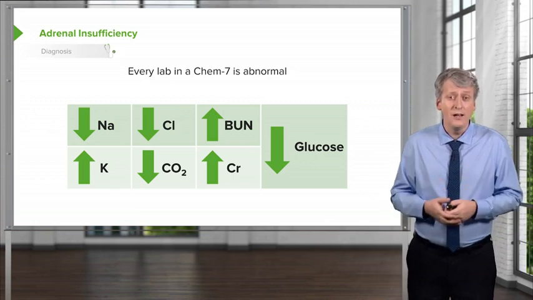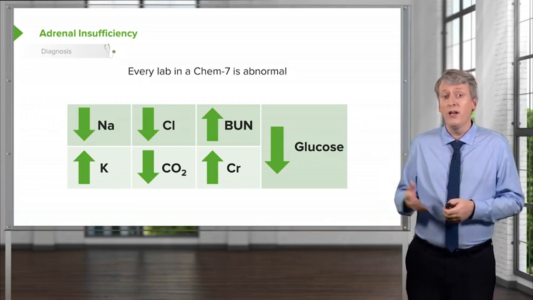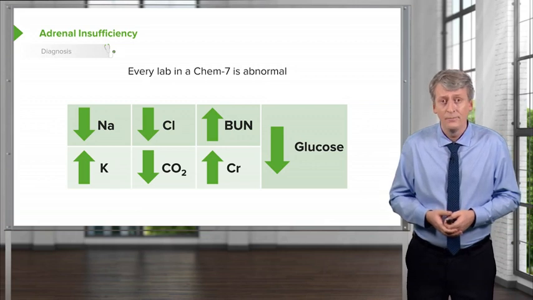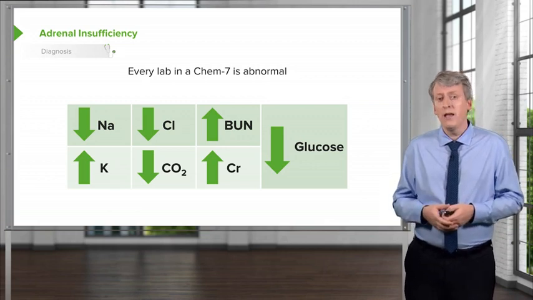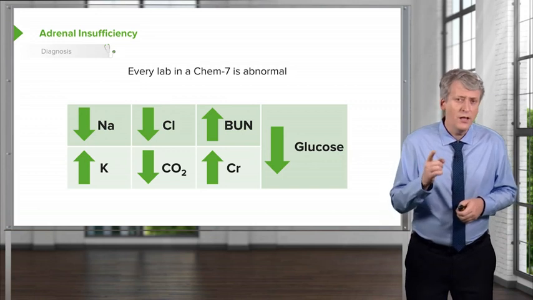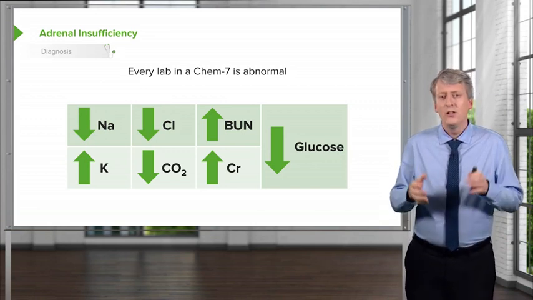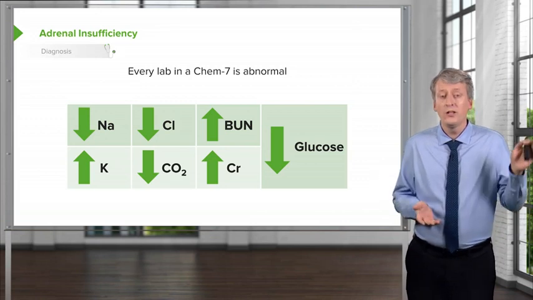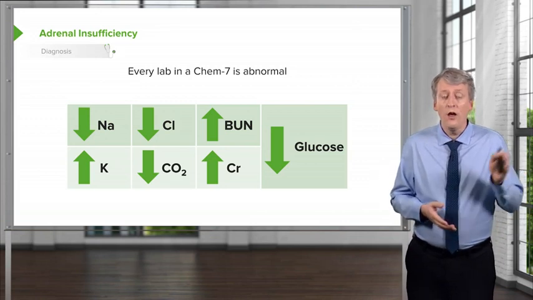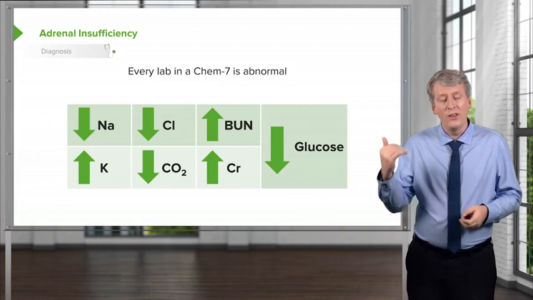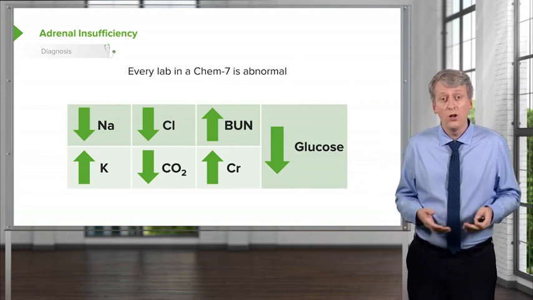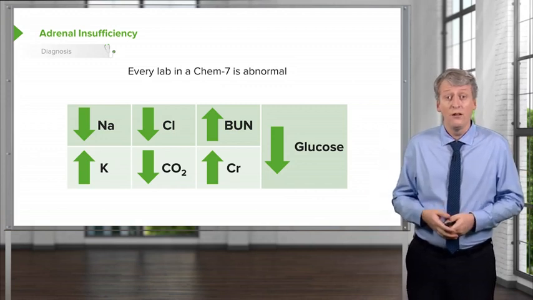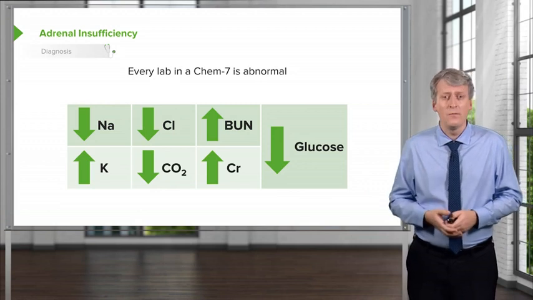Because they're so dehydrated, they may have an elevated BUN and creatinine. Additionally, they'll probably have a low glucose. The reason they'll have a low glucose is that children use steroids as a counter-regulatory hormone to insulin. So now they'll have unopposed insulin without the steroids, and as a result, they'll drive down their sugar. In fact, that low glucose can sometimes get them into trouble.